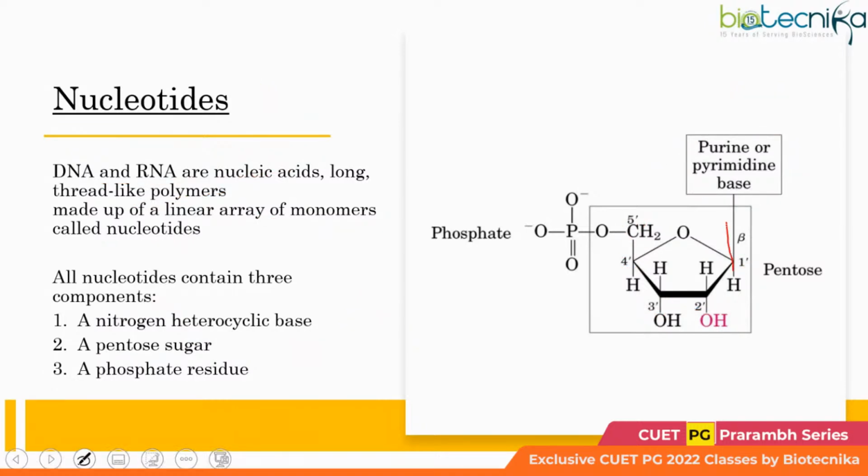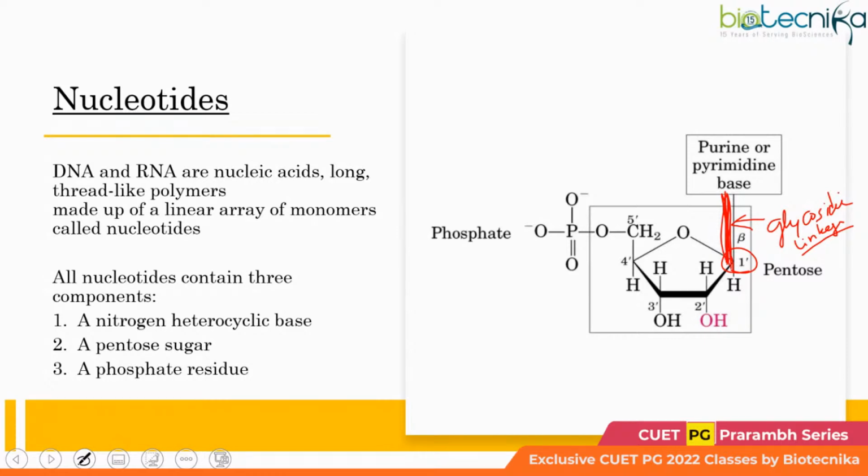If you notice, the purine and the pyrimidine base is connected with which carbon over here? The first carbon, that is 1 dashed carbon. The nitrogenous base is connected with that. This bond which is connecting both of them is called the glycosidic linkage. Just because a sugar is involved in the bond, that type of bond is called a glycosidic linkage.